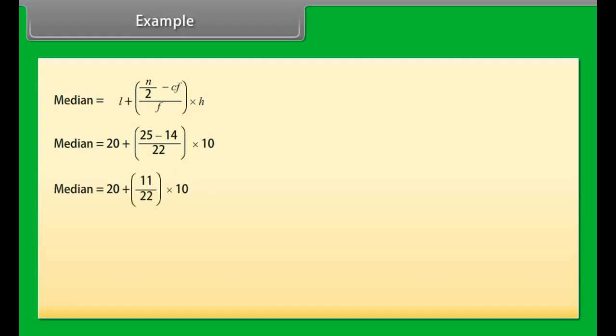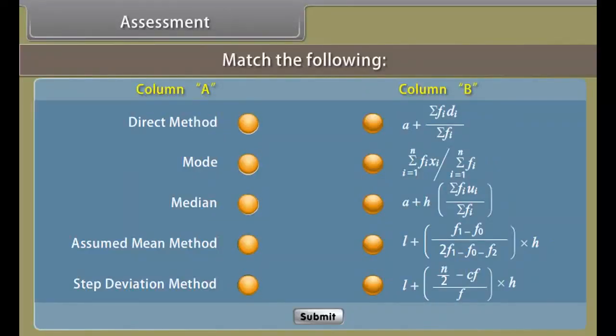L plus n by 2 minus CF, that is divided by F and multiplied by H. Median equals 20 plus 25 minus 14 by 22 into 10. 20 plus 11 by 22 into 10. Median is equal to 20 plus 5, which equals 25. This means 50% of the students got less than 25 marks and the other 50% got more than 25 marks. Assessment. Before proceeding further, let us know how much you have learned.